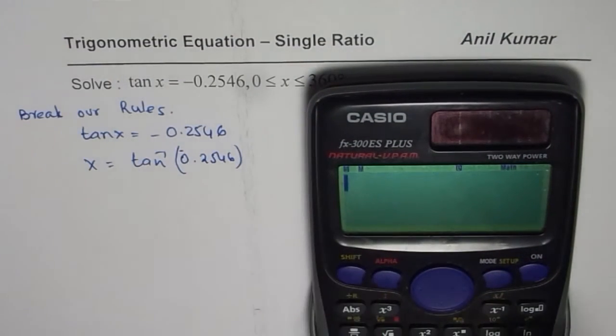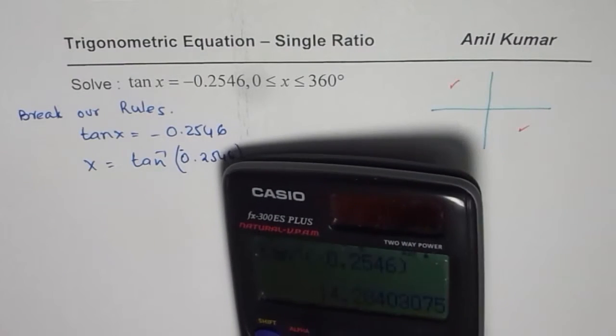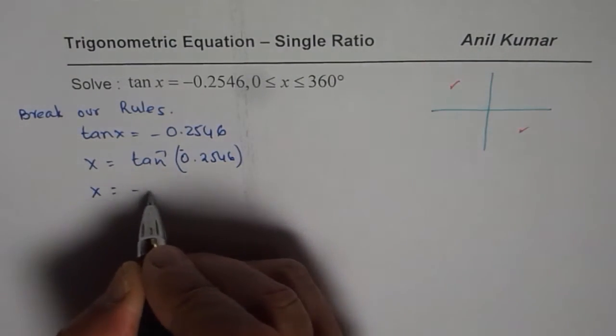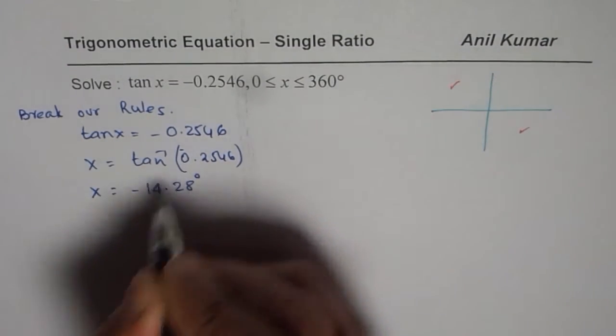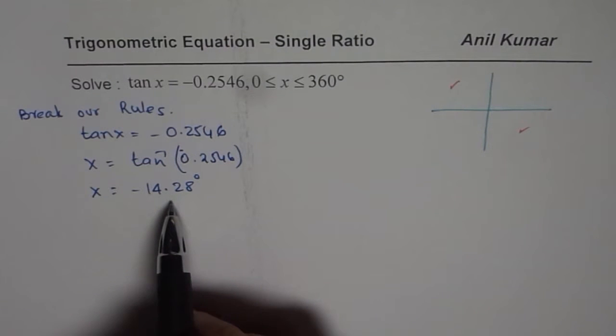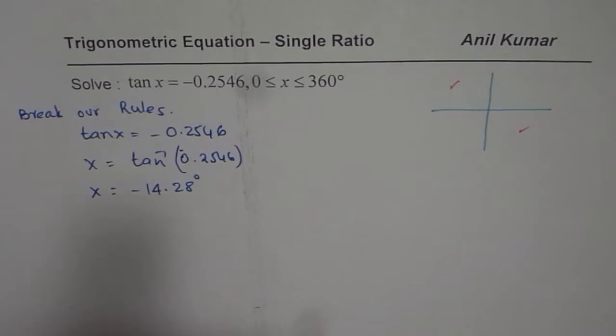So we have second function tan inverse, and within brackets we write minus 0.2546, bracket close, equal to, we get the answer which is minus 14.28. So we get x equals minus 14.28 degrees. So we get one answer. Now if you report this answer, will it be right or wrong? Is it between 0 to 360 degrees? That is the first question. It is not. Well, that means something is wrong, correct?